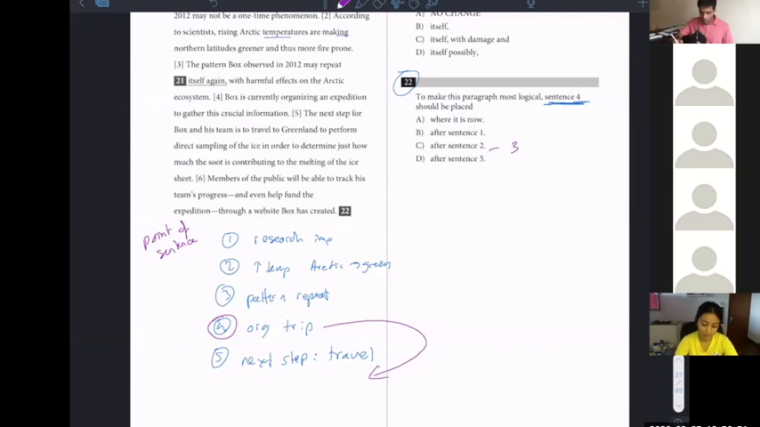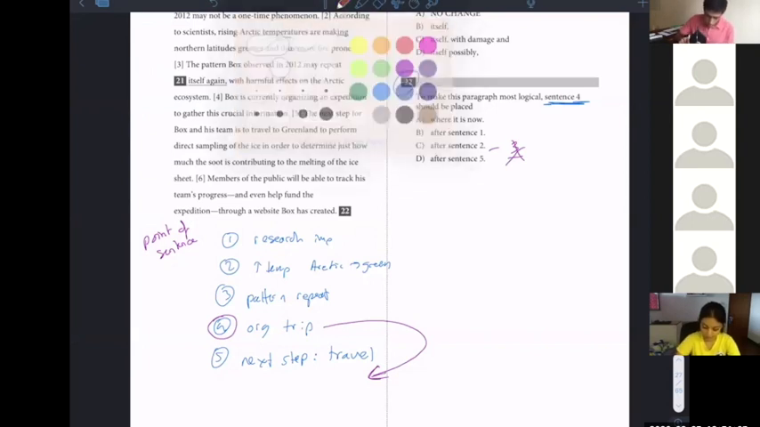So if you're organizing a trip, it has to go either before sentence 5 or after sentence 5. So after sentence 3 is not an option, so that's why it can only go after sentence 5. Let's do it using the pronouns approach. So pronouns approach, we will do in brown again.